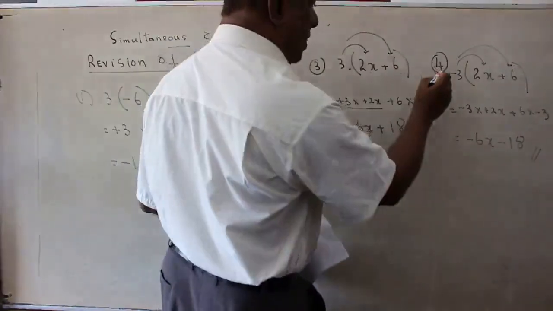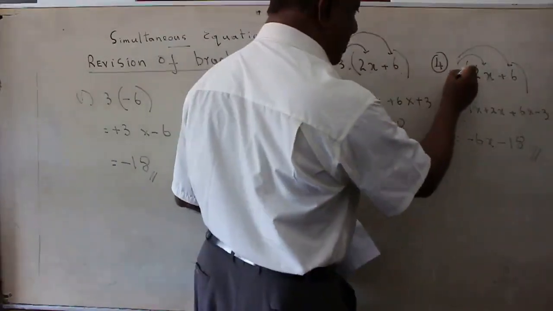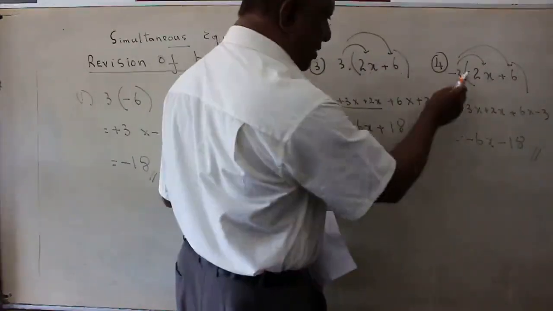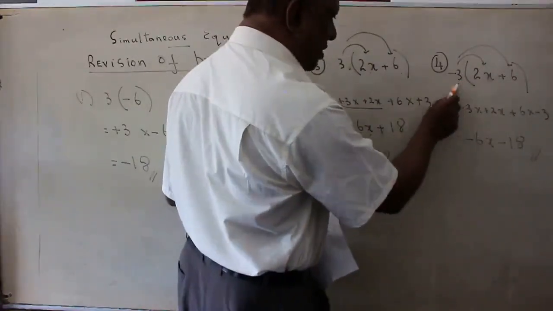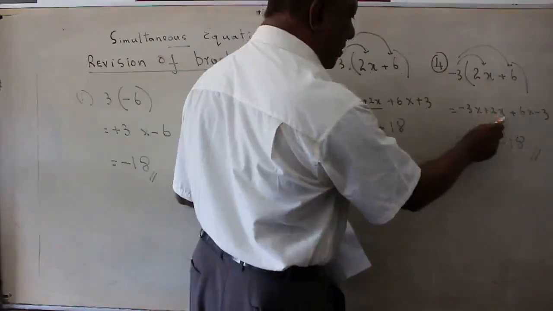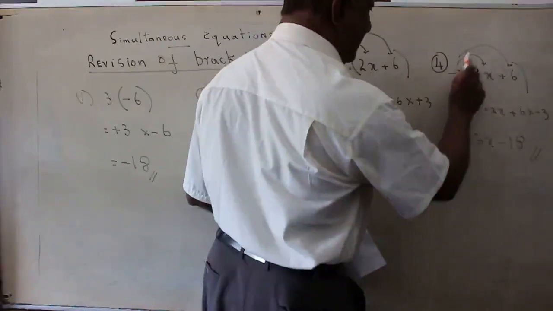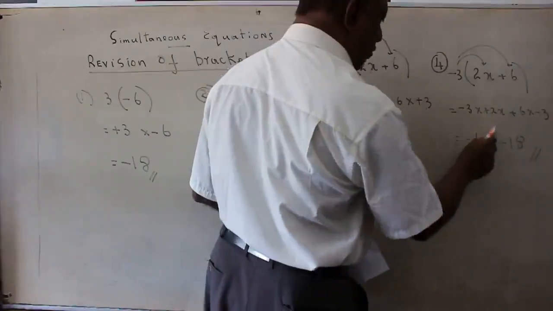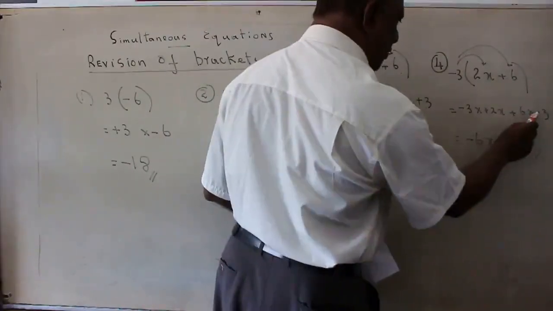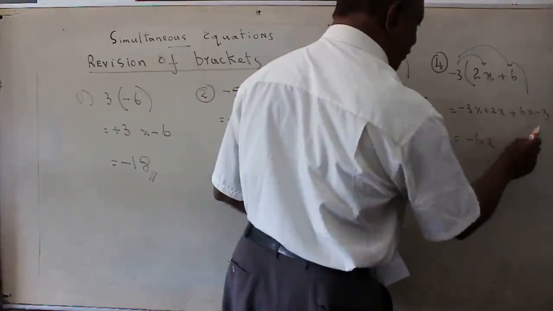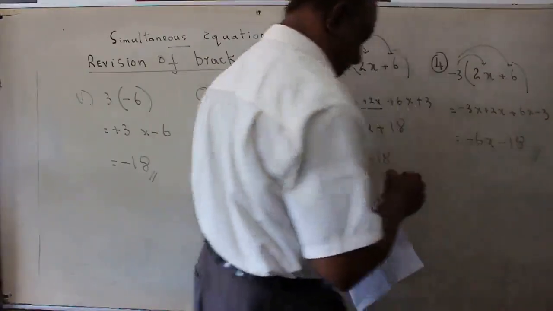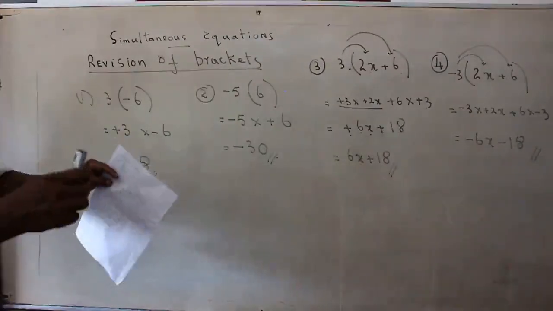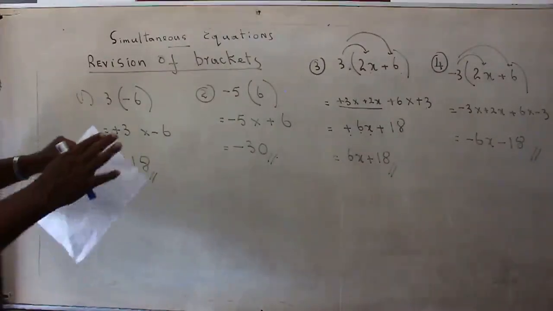Question number 4. Minus 3, bracket, 2x plus 6 inside the bracket. There is no sign here, it is a multiplication. So minus 3 into plus 2x, plus 6 into minus 3. Minus into plus is minus, 3 into 2x is 6x. Plus into minus is minus, 6 into 3 is 18. So that is your answer. That gives you again a revision of the opening of brackets.